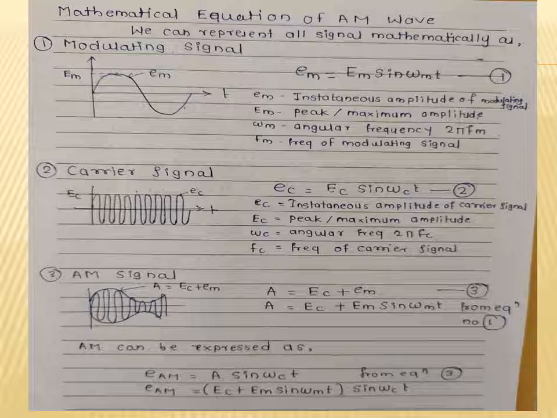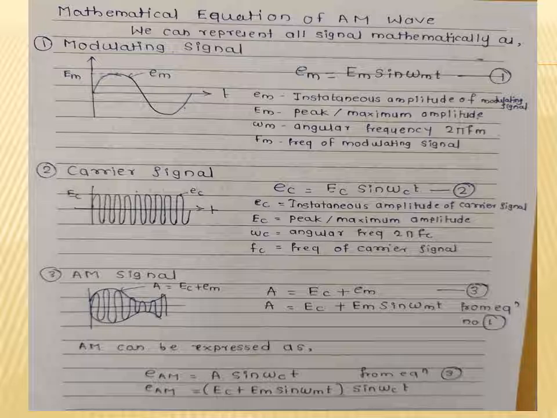What is the instantaneous amplitude? The amplitude at every instant of time. It is the instantaneous amplitude of the modulating signal, which is represented by small e_m. Next is capital E_m, which is the peak or maximum amplitude.